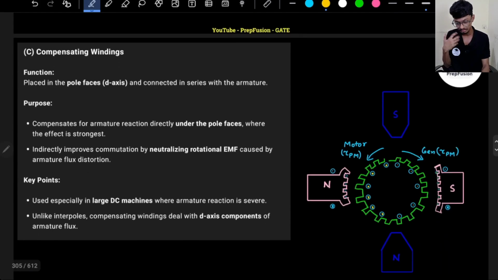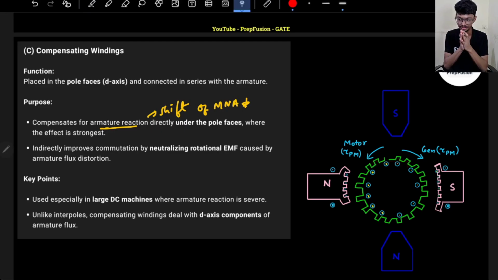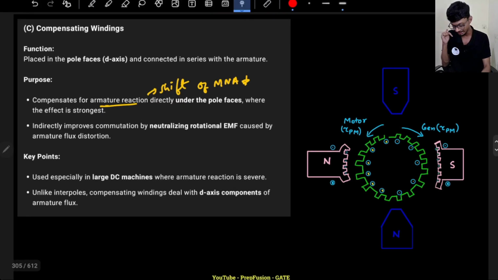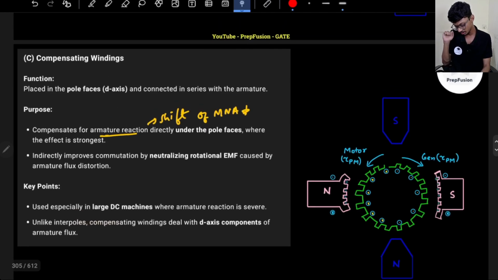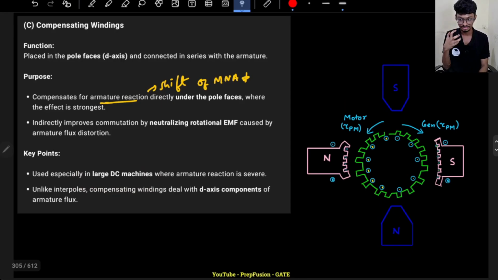Okay, now let's come to the compensating winding. So compensating winding, we know, in turn reduces the armature reaction. So if the armature reaction is reduced, then what happens? The shift of MNA, magnetic neutral axis, will reduce, and if the shifting is lower, of course the commutation will be better because my brushes will be placed along the GNA only. There will not be any problem. So indirectly your compensating winding helps, and it is generally used in large DC machines where armature reaction is very high. So compensating winding will help in reducing the ampere turns per pole for armature reaction.